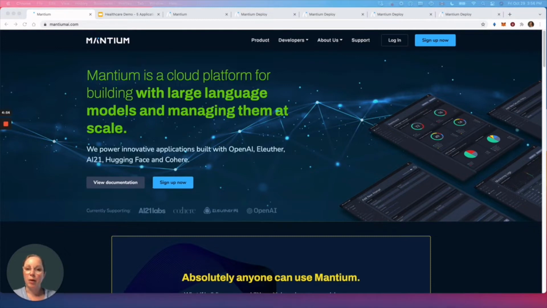Today I'm going to demo 5 different applications that I built within Mantium in the healthcare domain. So today I am going to show you applications that I built using OpenAI's GPT-3 model, but I also could have used any of our other providers such as AI21, Cohere, Eleuther AI, and more to come as well.